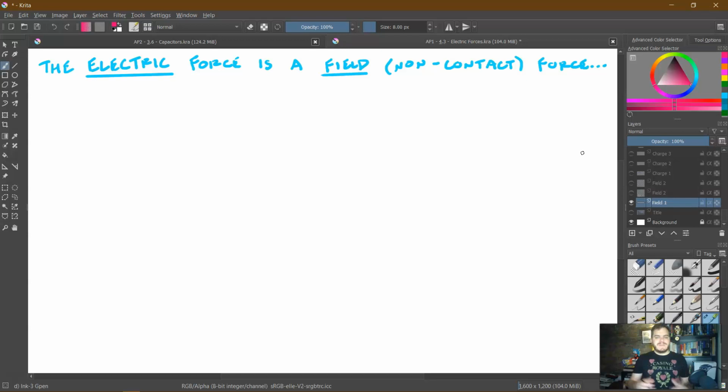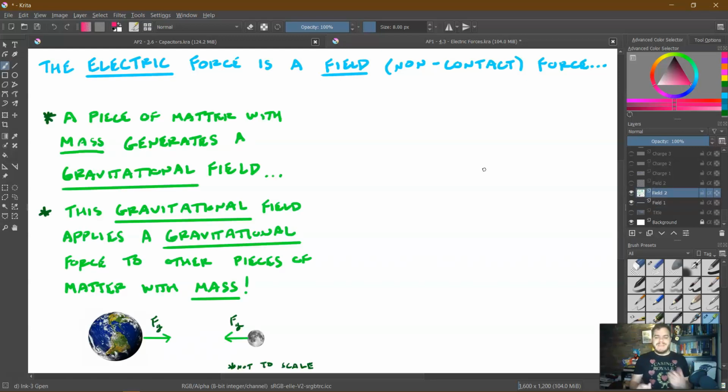So the electric force is a field force, meaning it's non-contact, or at least doesn't require contact, and it acts at a distance. Now, let's talk about field forces again for just a moment and remind ourselves how exactly they work with regard to the gravitational force, which was that a piece of matter with mass, this fundamental property of mass, would generate a gravitational field. And this gravitational field applies gravitational forces to other pieces of matter that possess the same fundamental property of mass. So for instance, if we have the Earth and the Moon here, those are not to scale, they apply gravitational forces to each other.